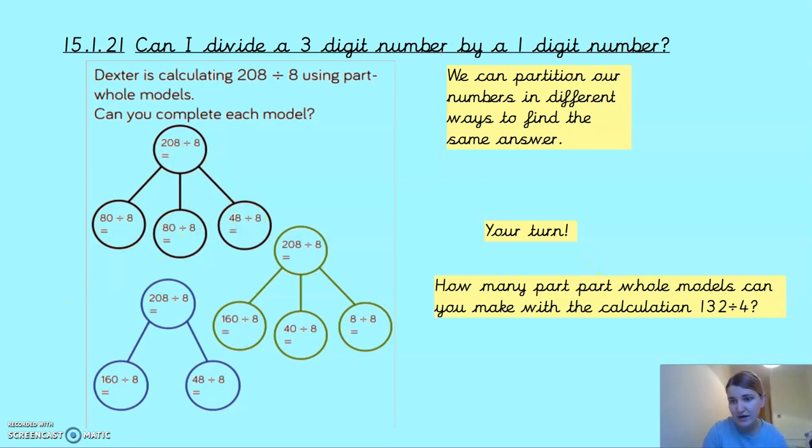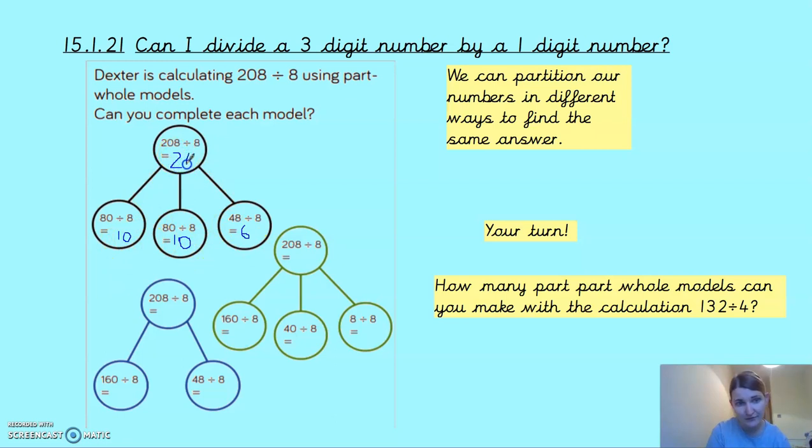And he's going to do each one as a division. The good thing is, when it becomes like this, we can do these divisions using our multiplication knowledge. So I know 80 divided by 8 is going to be 10. Exact same thing here, 10. And 48 divided by 8 would be 6. Therefore, the answer to the question is 10 add 10 add 6, 26.